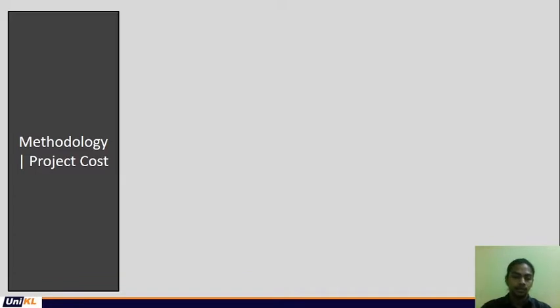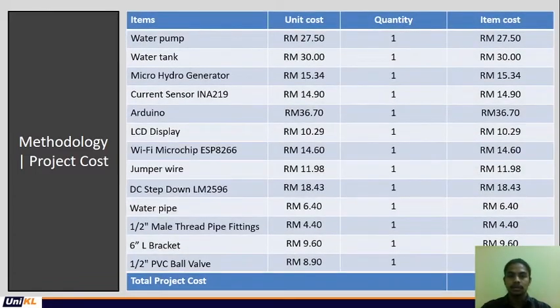So for project cost, here is the list. All of the items have only one quantity, so here is the price for each component. So here is the total project cost, which is 209.04 cents.